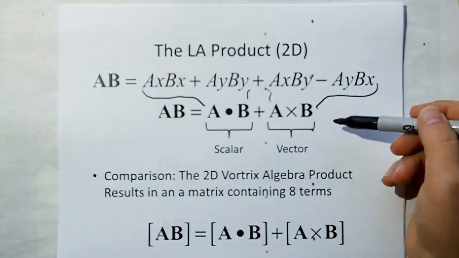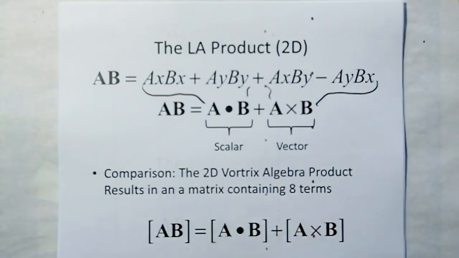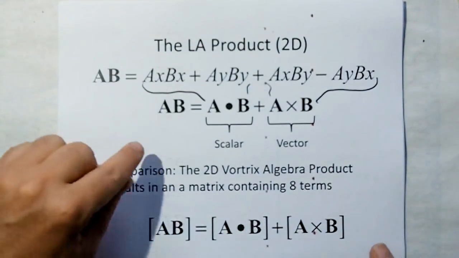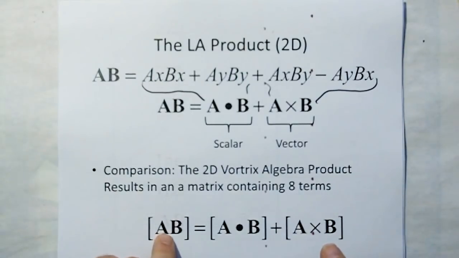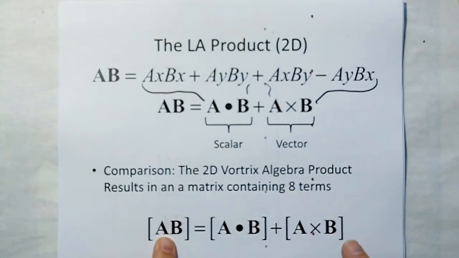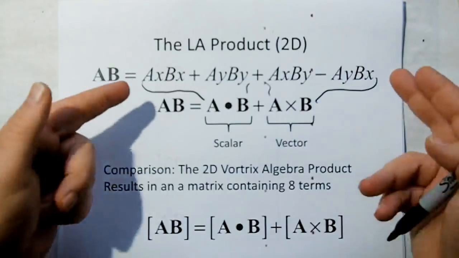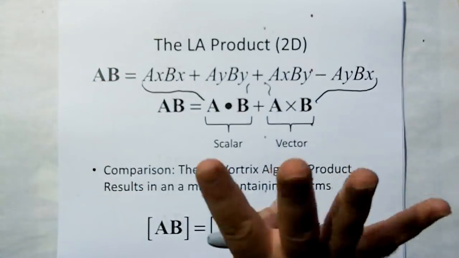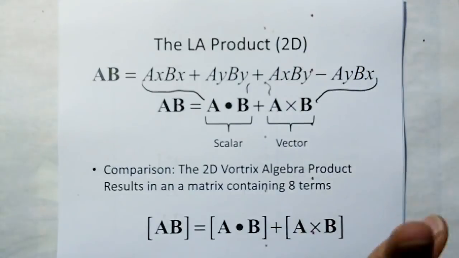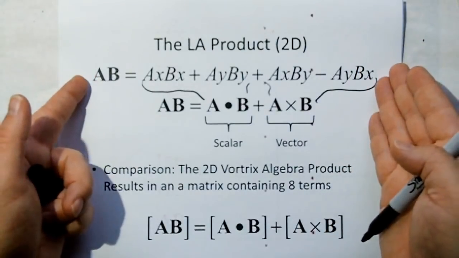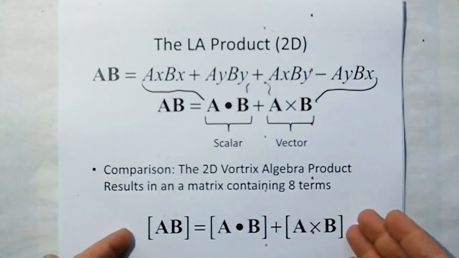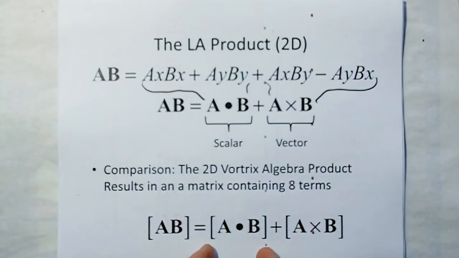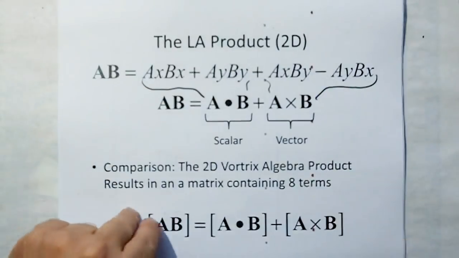Now, if you want to compare the legacy products to the Vortex 2D products, the Vortex 2D product of two vectors produces a matrix. A matrix that contains 8 terms as opposed to the 4 terms that we get here. So we get twice as much information. This eliminates the ambiguity we get with this legacy system. And because it's also a matrix, it can be broken down into its dot components, which are similar, and its cross product components, which are kind of similar. But again, these each have twice as much information as these.